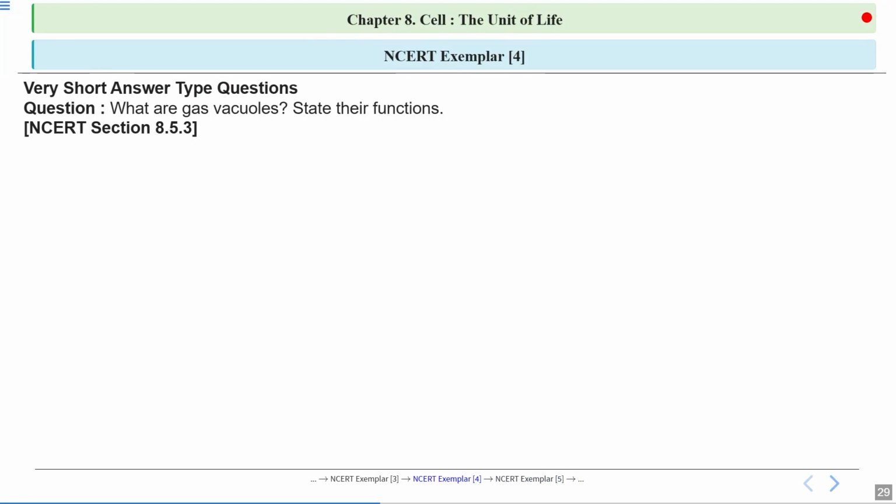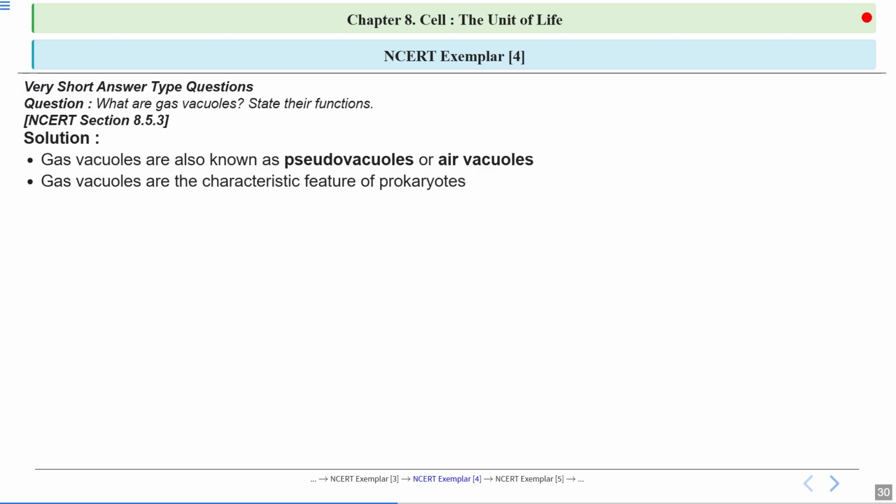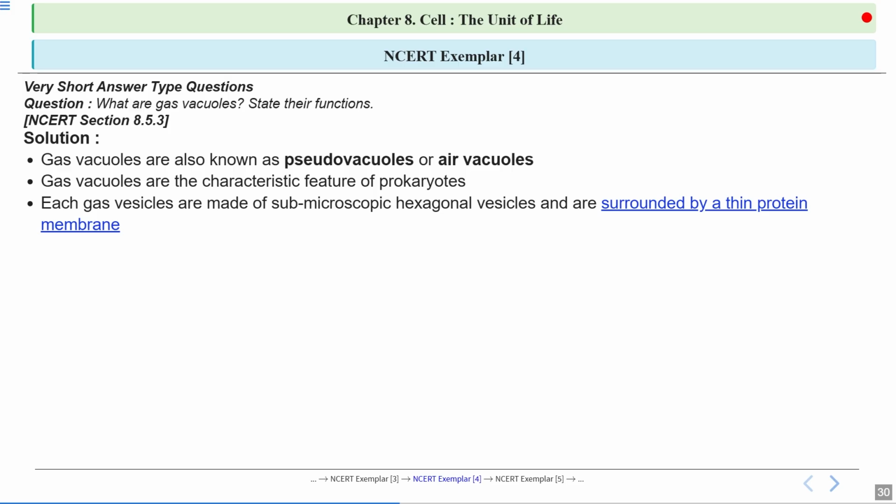Next one, what are gas vacuoles, and you have to state their functions. Vacuoles can be of different types. One such vacuole is the gas vacuole. Now, what is the importance of this gas vacuole? The second solution, you can see here. Gas vacuoles are also known as pseudo vacuoles or air vacuoles. Gas vacuoles are a characteristic feature of prokaryotes, meaning bacteria.